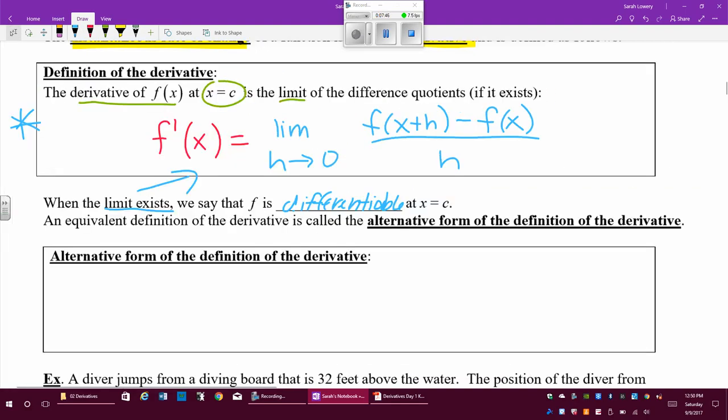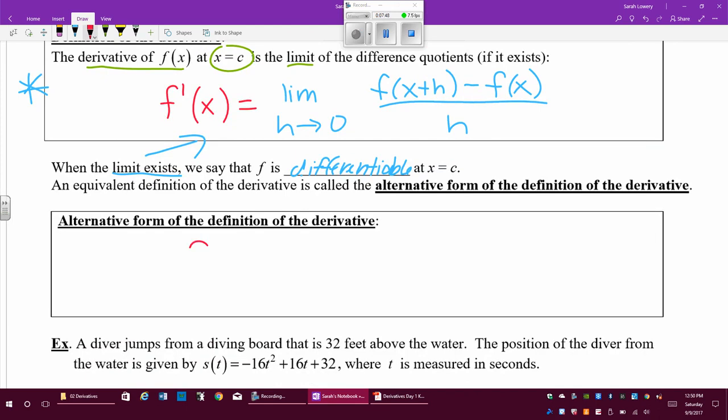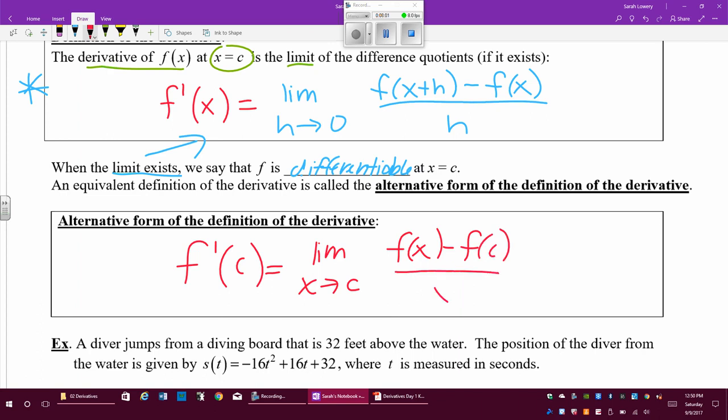You could see the derivative written as f prime of c is equal to the limit as x approaches c of f of x minus f of c over x minus c. Both of these things mean derivative. You will hear me refer to the top one as the limit definition. You will hear me refer to the bottom one as the alternate form of the derivative.